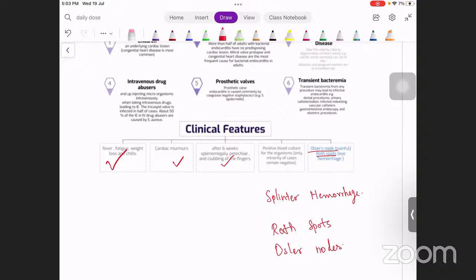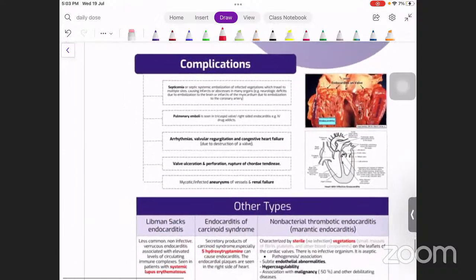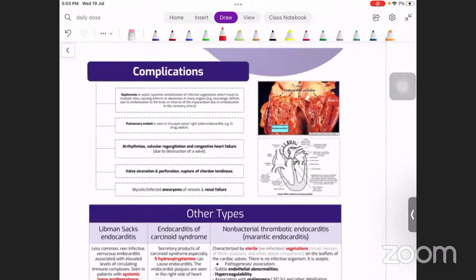Apart from that, culture should be positive. And what type of complications may you see? Infection is there, so septicemia will be a complication. Pulmonary emboli will be a complication because vegetations are forming, blood will be in stasis, and thrombus or embolus formation is common. Apart from that, arrhythmias and heart failure will be there because of destruction of the valve. You may also see rupture of chordae tendineae, renal failure, and aneurysm. So vessel aneurysm, renal failure, rupture of chordae tendineae, arrhythmias, congestive heart failure, pulmonary emboli, and septicemia are the complications of infective endocarditis.